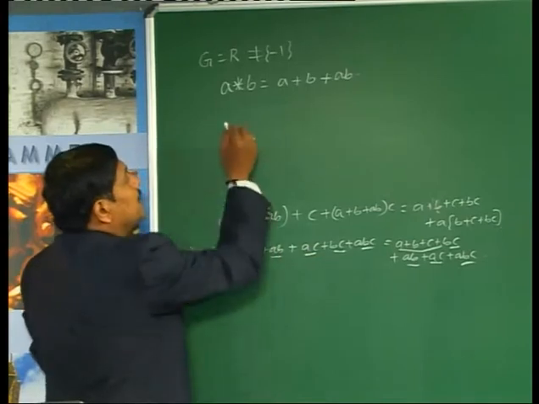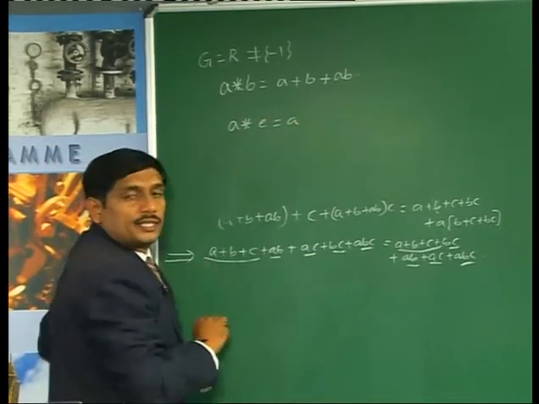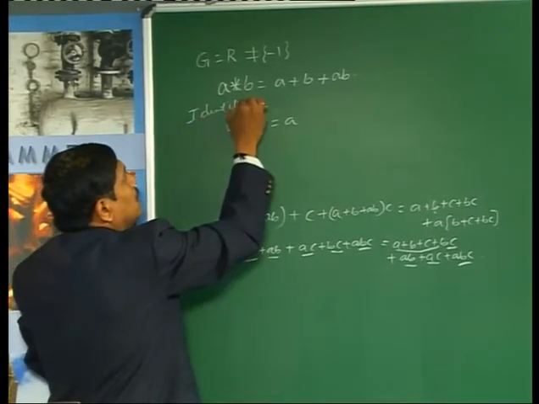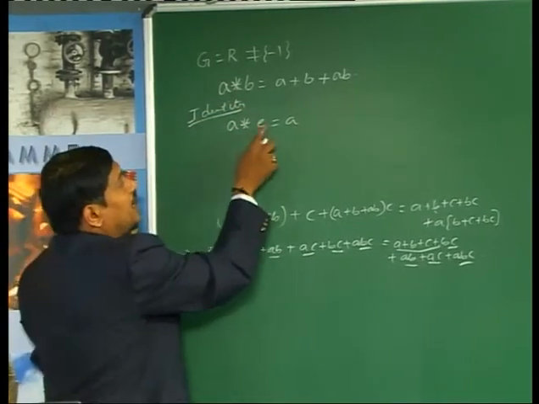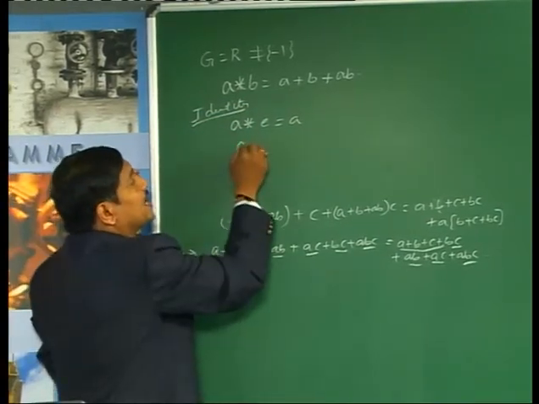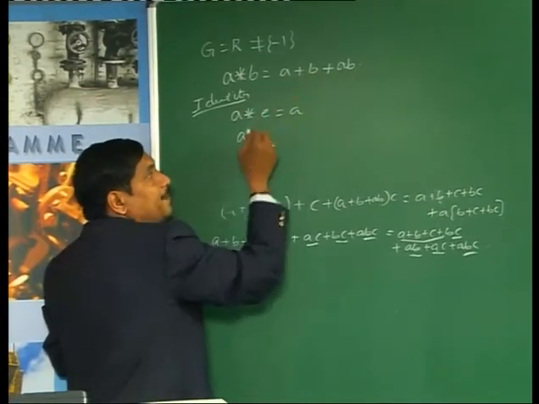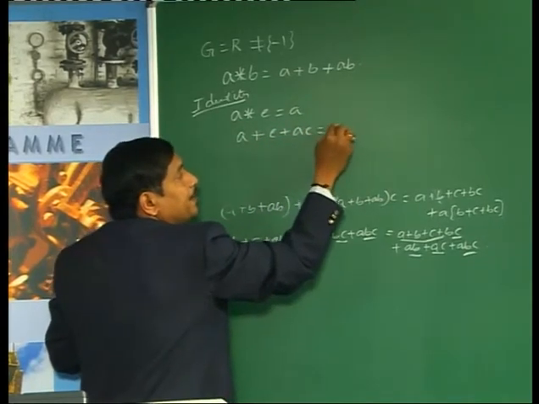Here, A star E equals A is the definition of identity. We find the identity element of star here. A star E is equal to A means A star E can be written as A plus E plus AE, so A plus E plus AE equals A.